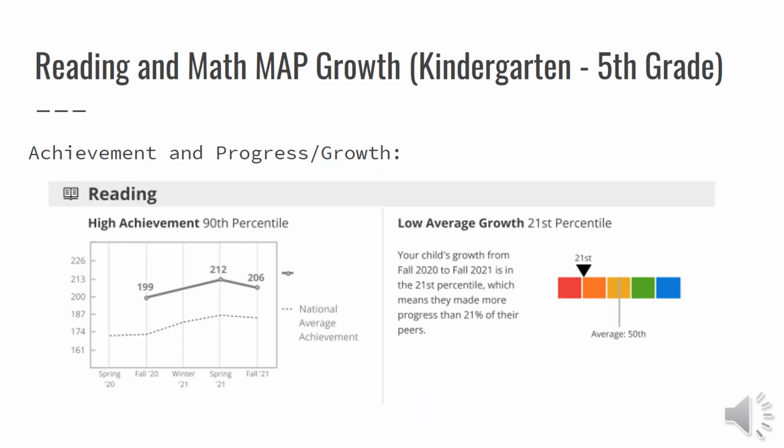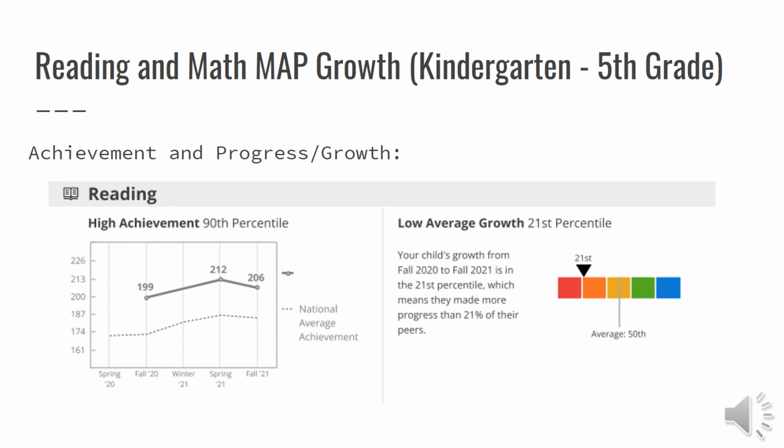The solid line on this report shows all of Johnny's scores from last year and this year. Johnny's RIT score in the fall of 2021 was a 206. The dotted line on the report represents the average performance for other students in the same grade across the nation at the same reporting periods. Johnny's achievement score of 206 places him in the 90th percentile, which means he is performing better than 90% of his peers and well above the national average.